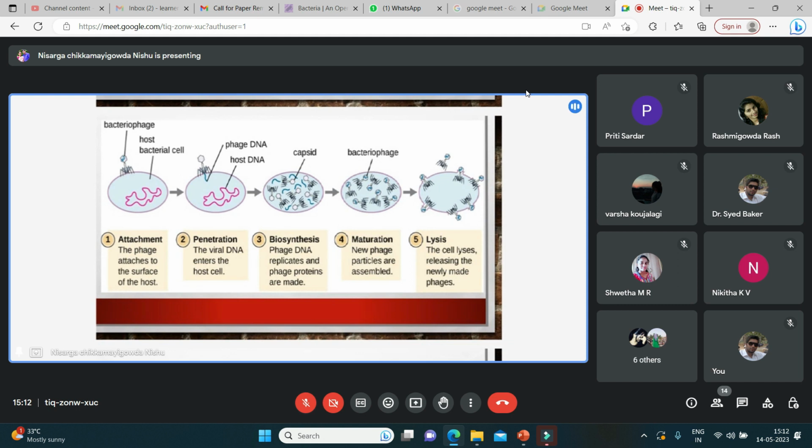This is followed by assembly and maturation. Now, assembly and maturation can actually be considered as one step, wherein the individual viral components are now assembled together. They are put together like how we make a machine.